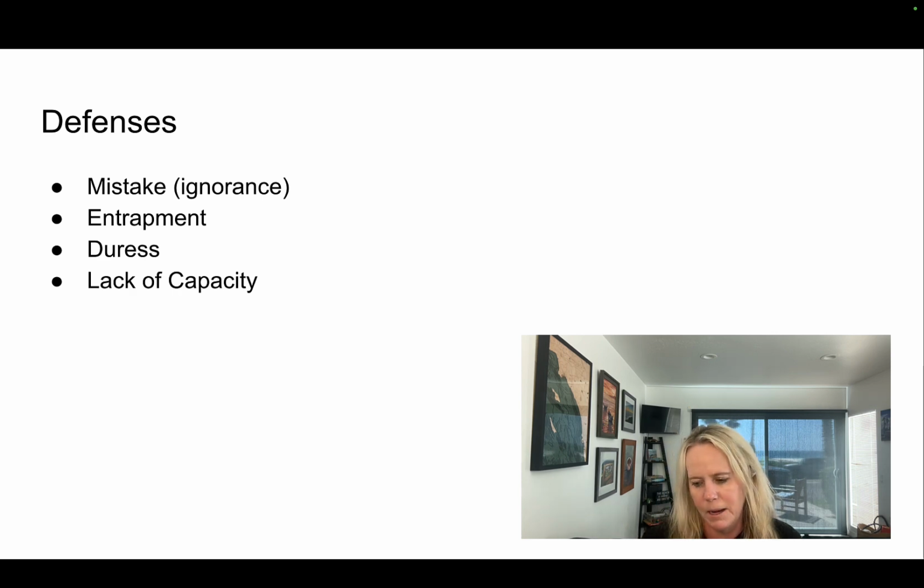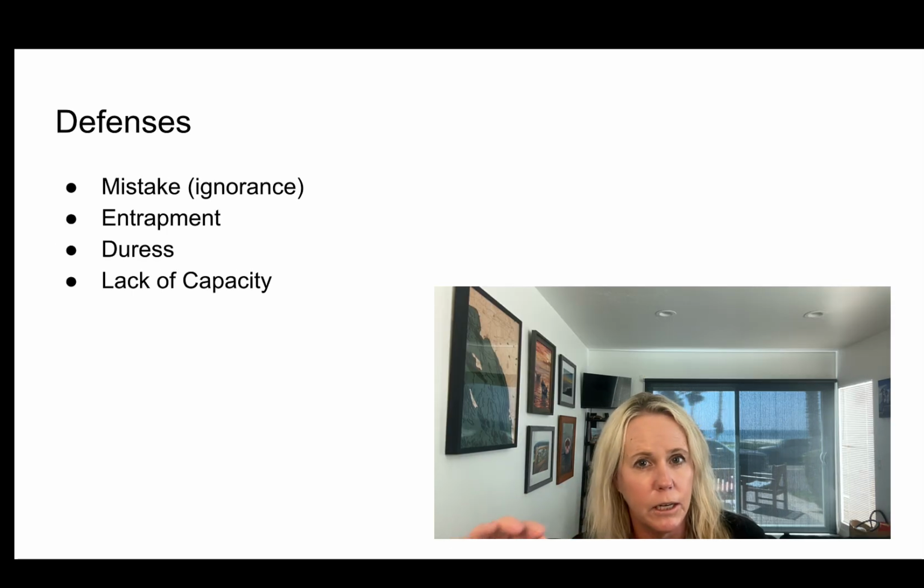Entrapment is basically when you say that I was unduly influenced by law enforcement to commit a crime. With entrapment, what you have to show is, one, that you were truly unduly influenced, and two, that it was not in your nature to commit that kind of crime in the first place. There are a lot of cases where people think that the police, by setting up a sting operation, is entrapping people, and that's not technically the way that entrapment works.